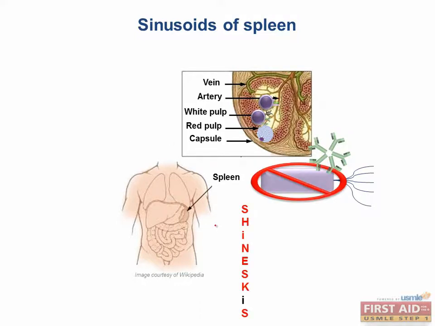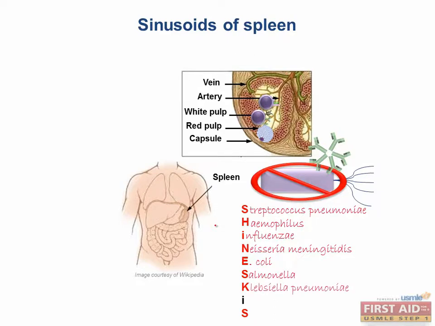So there's a helpful mnemonic called SHINE SKIS, okay? And this helps you remember all the different types of encapsulated bacteria. So the S stands for Strep pneumoniae, H is for Haemophilus influenzae, N is for Neisseria meningitidis, E is for E. coli, the other S is for Salmonella, K is for Klebsiella, and the last S is for Streptococcus agalactiae. All right, so those are all the encapsulated bacteria. That's just a nice little microbiology review.